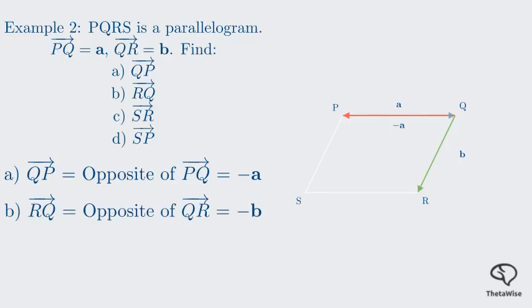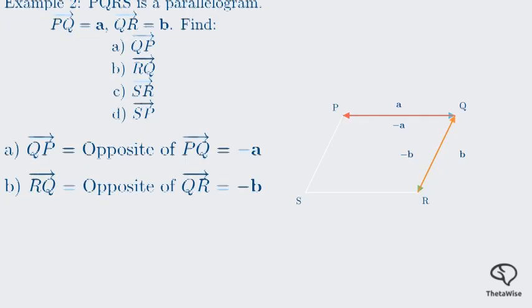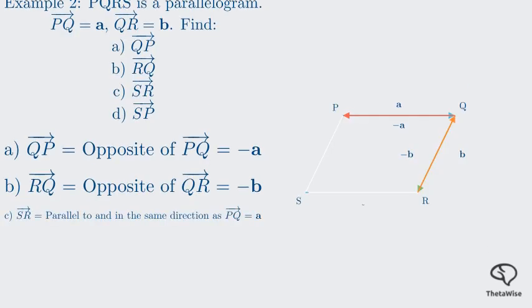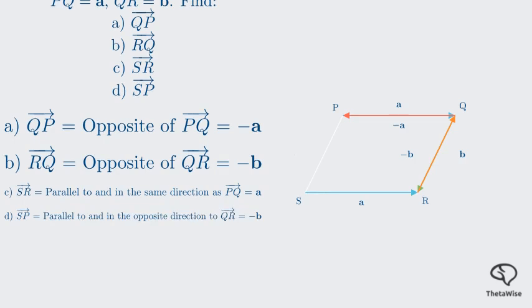Next is vector RQ. This is the opposite direction of vector QR. So vector RQ is negative B. For vector SR, we look for a vector that's parallel and in the same direction. In a parallelogram, vector SR is parallel to and in the same direction as vector PQ. Since PQ is A, vector SR is also A. Finally, for vector SP, it's parallel to and the same length as vector QR, but in the opposite direction. Since QR is B, vector SP must be negative B.